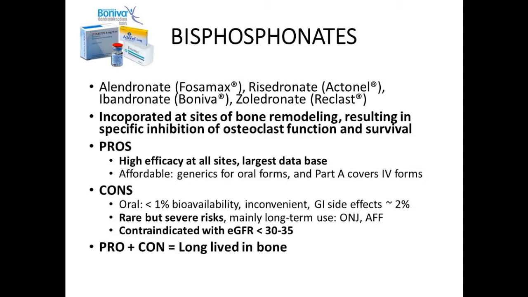The pros: they work, and we have a phenomenal database for these drugs. They've been tested since the 1990s in hundreds of thousands of women. They're pretty cheap if you're talking about the oral generic forms. That shouldn't say Part A, it should be Part B that covers the IV form. So cost is an issue with the IV form, which is zoledronic acid. It can be upwards of $1,000 per infusion. However, most of the time, if it's office-based or infusion center-based, it's not covered under the drug plan. It's covered under the other part of the plan, so it's oftentimes covered if it's put through properly.